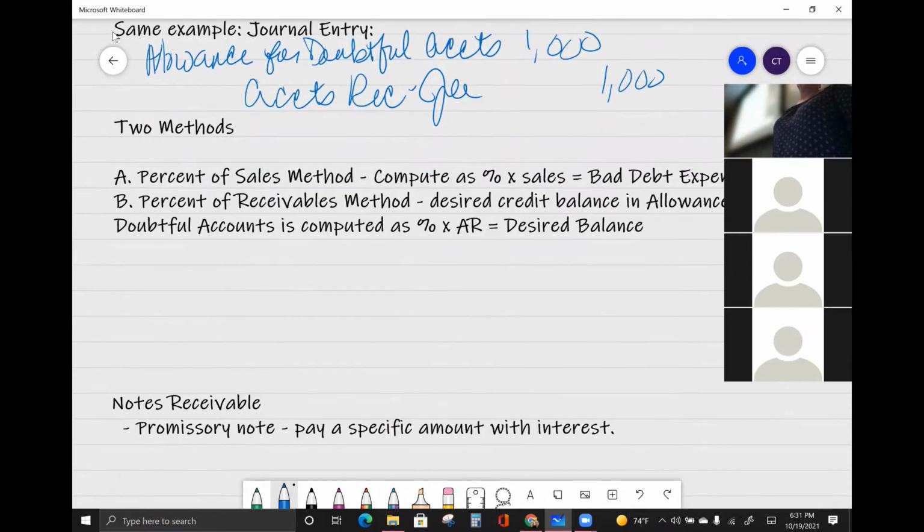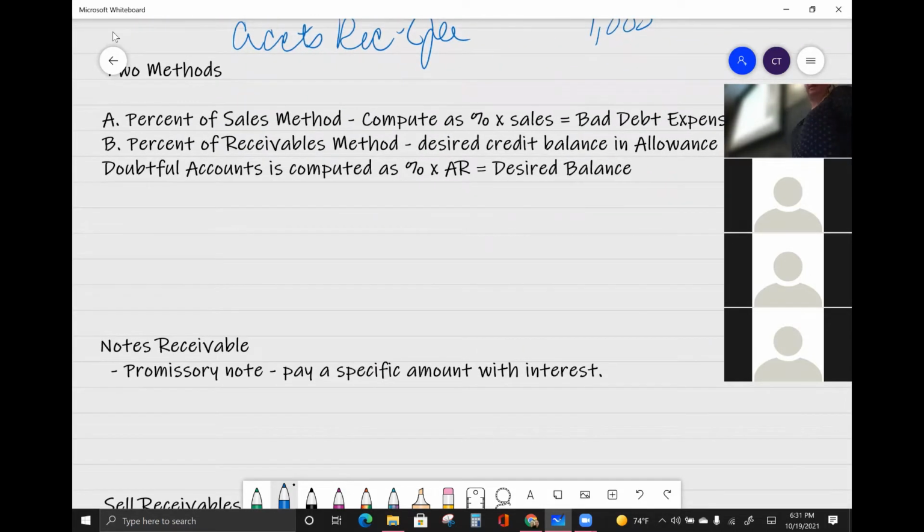The second way is a percent of accounts receivable. So we're going to look to see how much of accounts receivable we think we're not going to be able to collect. And it could be real simple. We just take the amount and multiply it by the percent. Or it could be a little bit more complicated where we've set up a tiered approach, and you'll have to do this for homework. Probably not on a test, but for homework, you'll have to do it.